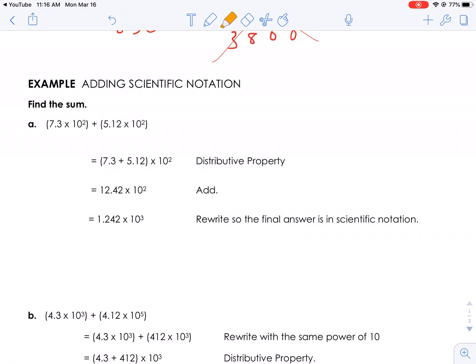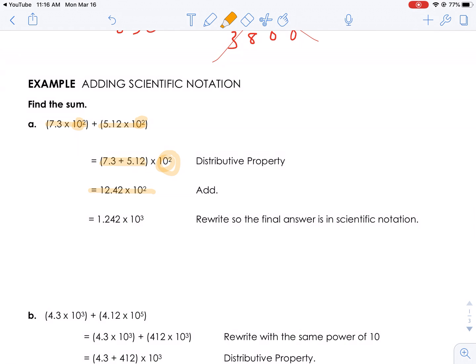The first one, we already have the same powers of 10. So we have 7.3 times 10 to the second plus 5.12 times 10 to the second. They're both 10 to the second, so all you're going to do is add your two numbers together: 7.3 plus 5.12. Your power of 10 is going to stay the same. You can think of it, if you add 300 plus 500, you get 800. That 100 stays the same. And so that's why 10 to the second stays the same. We end up with 12.42 times 10 to the second.